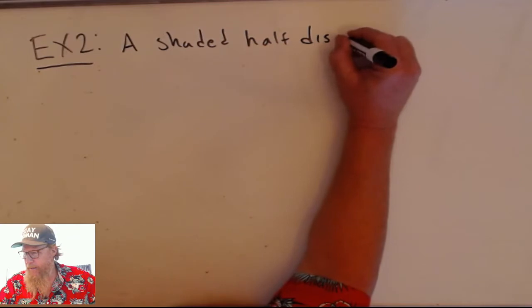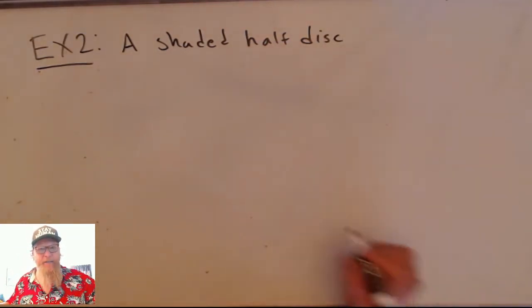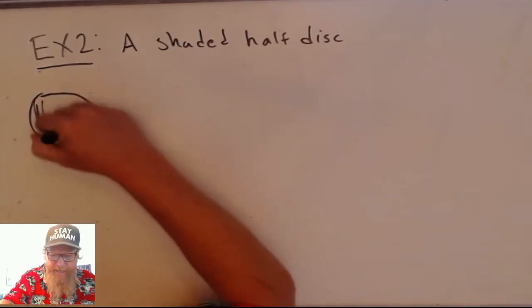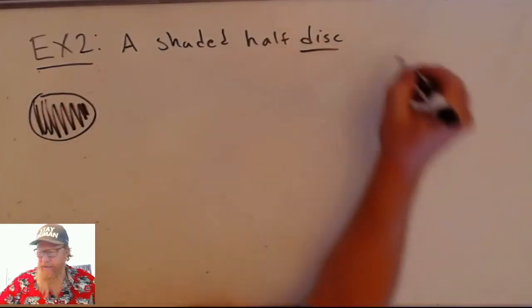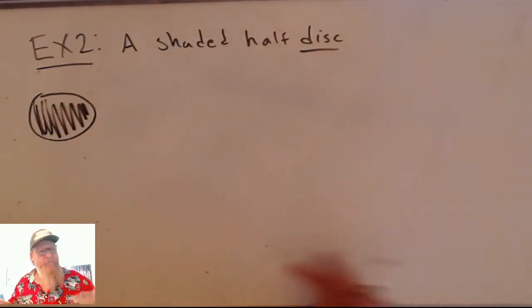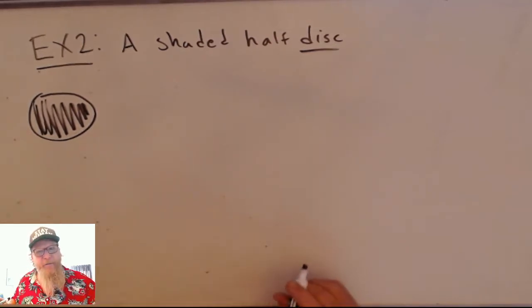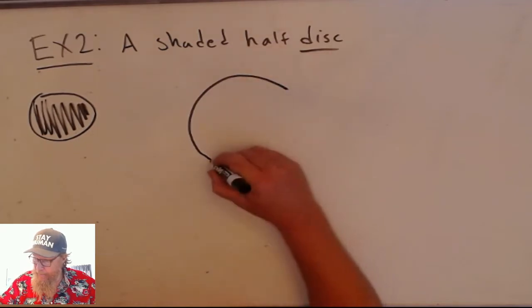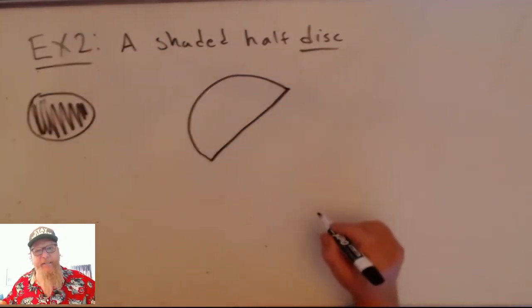You really want to be the life of your next party. This is a circle, yeah. But when you shade it in, we call that a disk. It's a shaded circle. It includes the interior of the circle. Now we're only going to do half of one. So half of a disk, shaded.